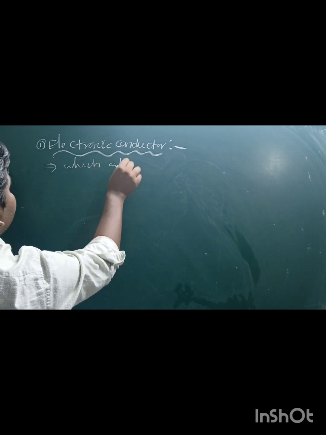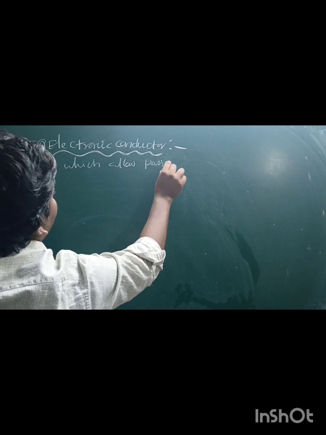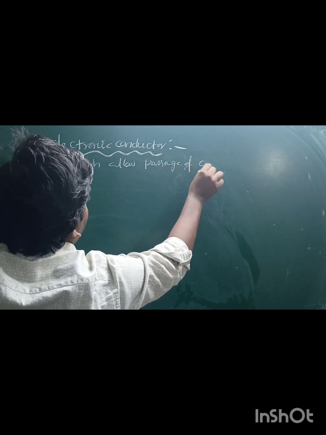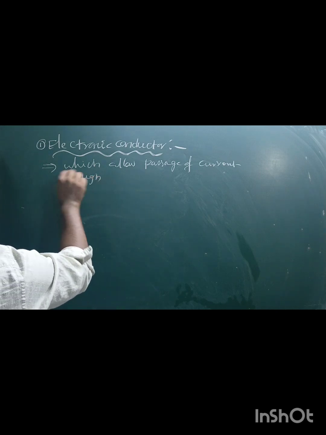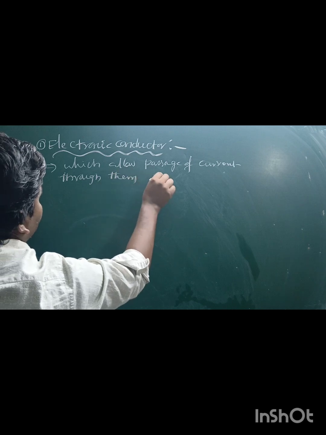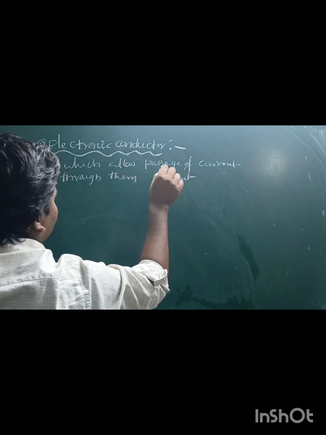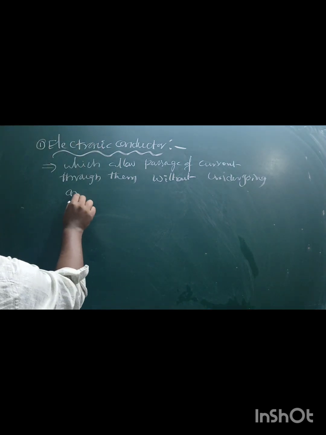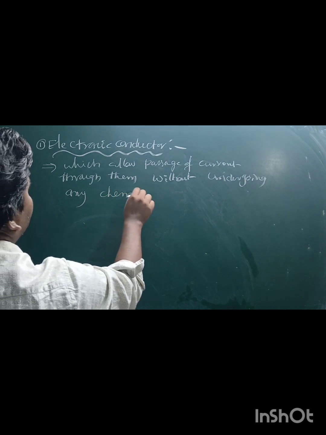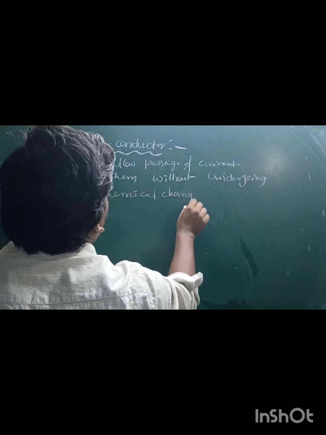These substances allow passage of current through them without undergoing any chemical change. That is called an electronic conductor.